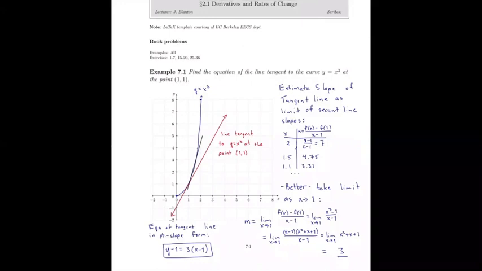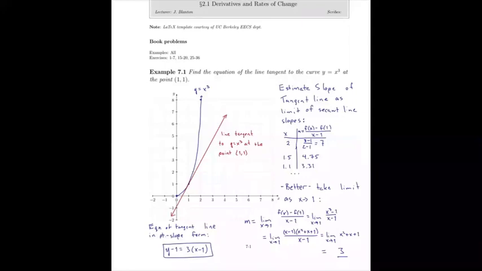The idea, and what we've done in the past, is we've inched this second point closer and closer to the point at which we wanted to find the slope of the tangent line, until we got something that seemed to converge on a value for the slope. Then we just made the estimation that the slope was what it was.